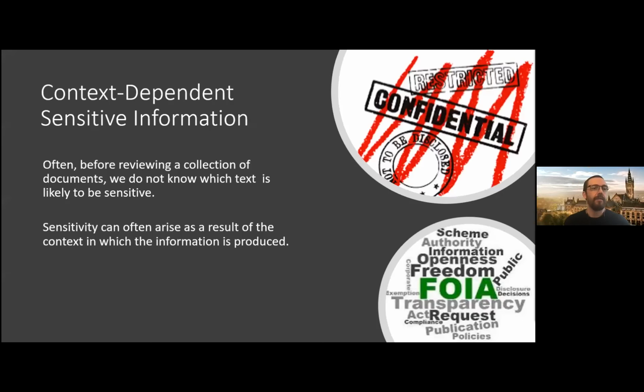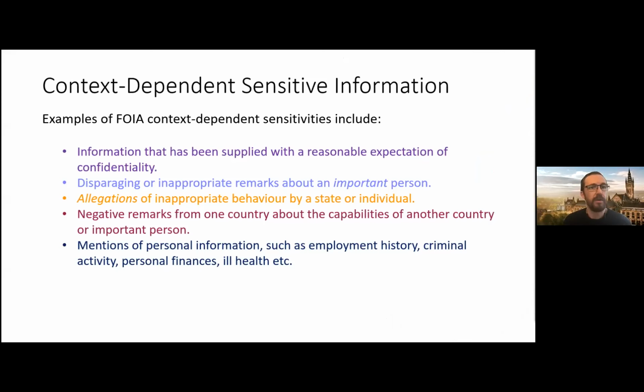Okay, so this is just summing up what I said. Previously, before you go to review a collection, we don't know which of the text is likely to be sensitive. So when you come to a collection that you're going to review to be passed to the archives, you can't assume that you know what the sensitivities look like in that collection. You have to learn it as soon as you start looking at the collection. And it's all context dependent. Who said it, where, when it was said. What sort of things are likely to fall into these categories?